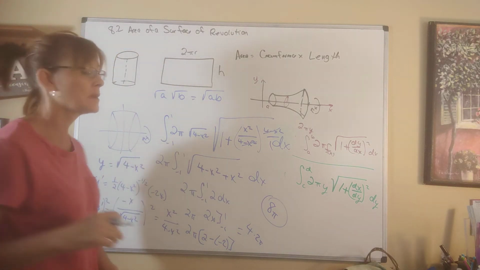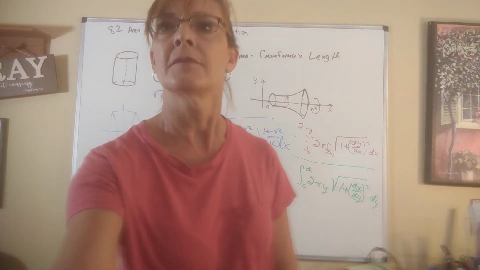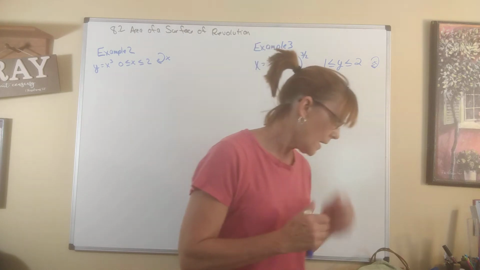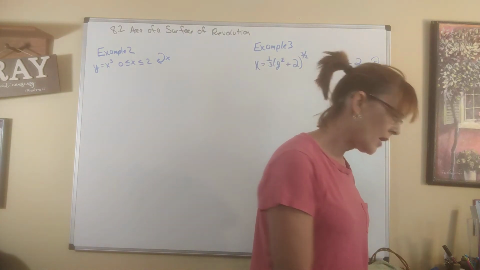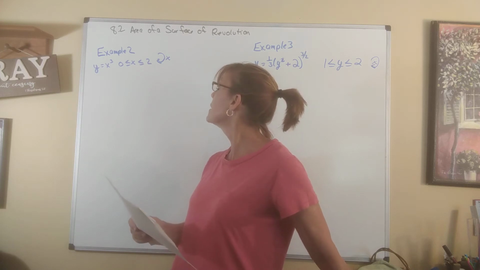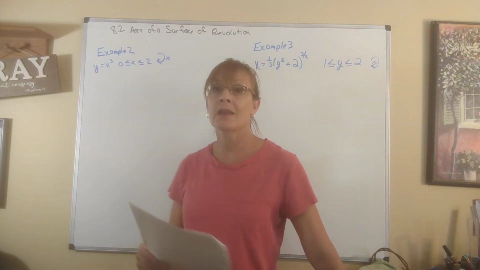Okay, I'm going to pause and we're going to do the next few examples. Okay, example 2 says, find the exact area of the surface obtained by rotating the curve y is x cubed between 0 and 2 about the x-axis.